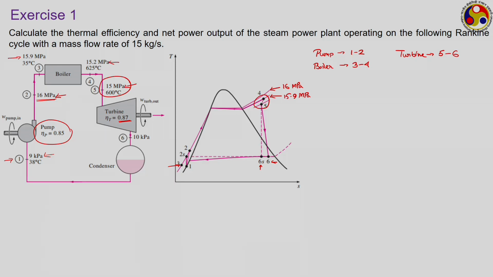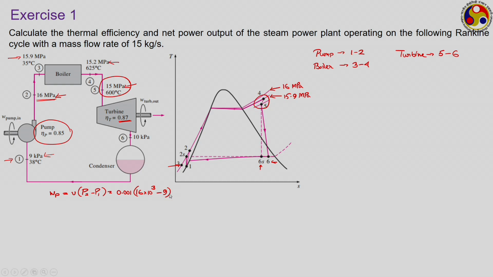So, let us try to see the effect of these irreversibilities. If we want to see the effect of this in an ideal scenario, let us try to work out. In the ideal scenario, the pump work should have been v into pressure at point number 2 minus pressure at point number 1, that is 0.001. You can calculate the exact specific volume corresponding to this 9 kilopascal and 38 degree Celsius, but that will be coming in that order only, into the exit pressure from the pump, which is 16 megapascal. So, 16 times 10 to the power 3 kilopascal minus 9 kilopascal.